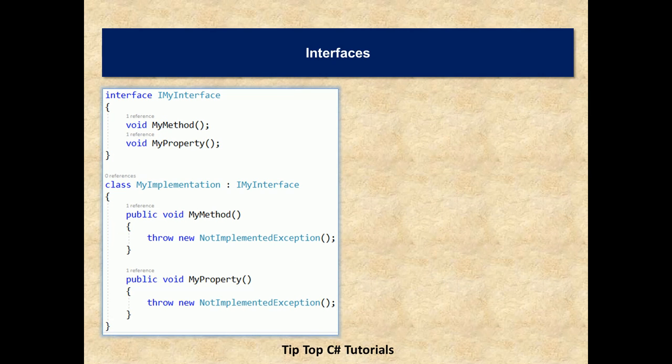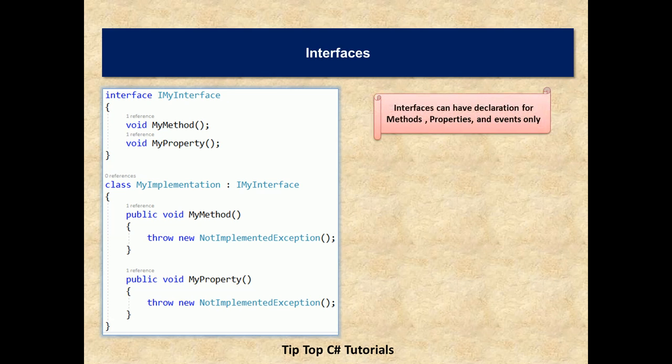Interfaces. An interface is declared using the interface keyword, and you can declare the members like this. Interfaces can have declarations for methods, properties, and events only. Just like abstract classes, you cannot have variables or fields here. You can have only method, property, and event declarations.